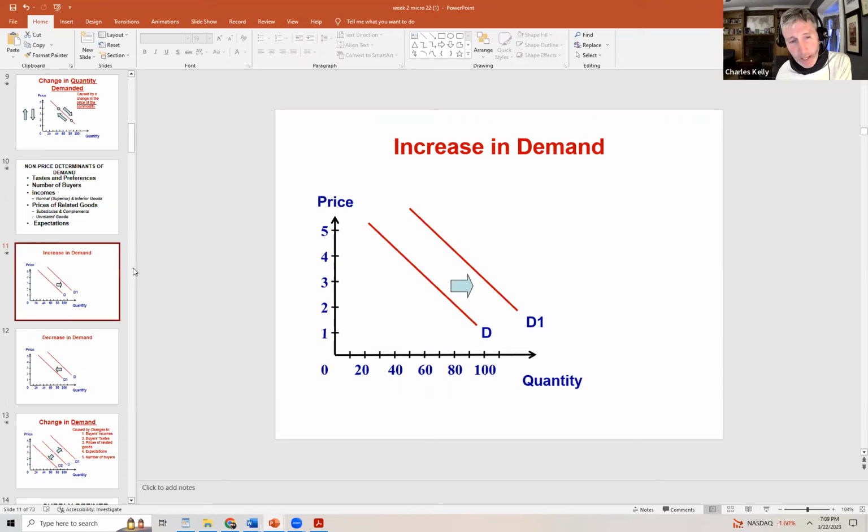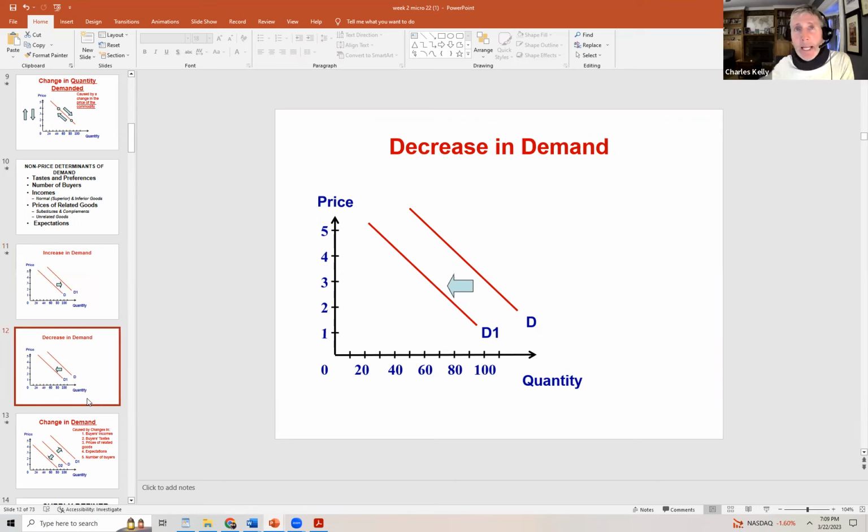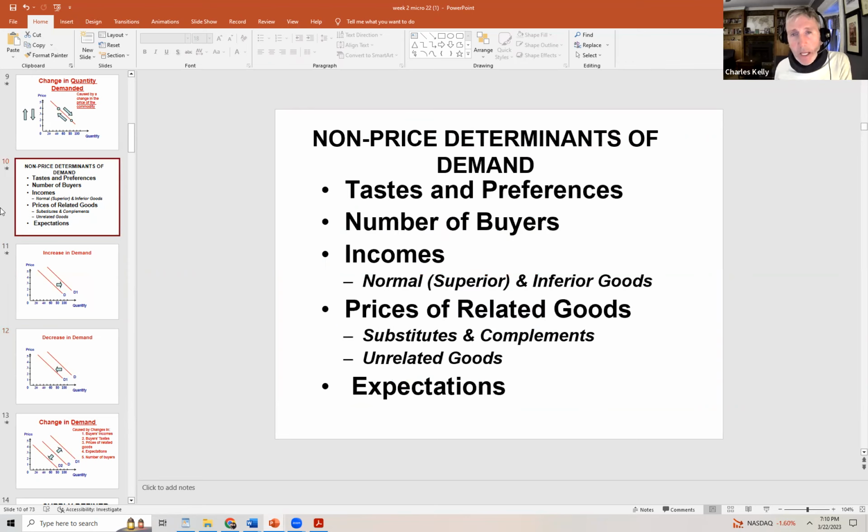Now, I hope that this doesn't happen, but you wake up tomorrow and it says, oh, eating corn has been linked to certain types of cancer. Well, there's going to be a decrease in demand, a decrease in the taste and or preferences for corn. All right, so that one's pretty straightforward and obvious. The second one, straightforward and obvious too, called number of buyers. More buyers enter the market, it's going to be an increase in demand. Buyers exit the market, decrease in demand.